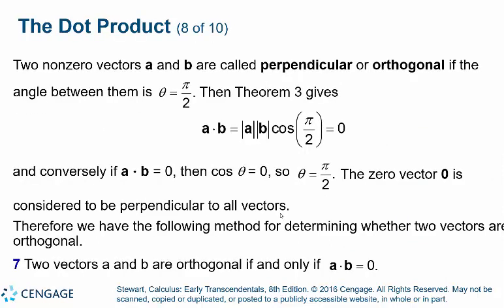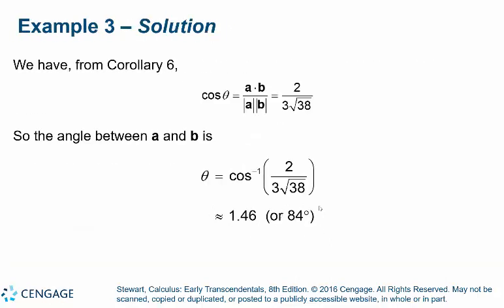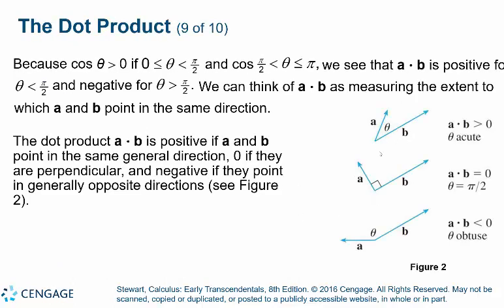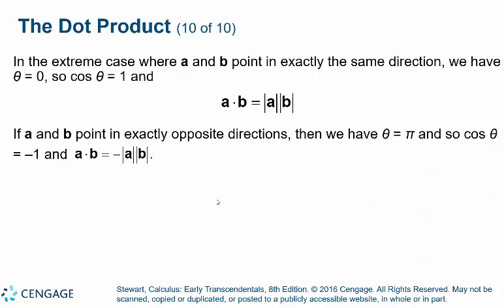So like in this example here, because the angle is 84 degrees here, we can say that they point in the same direction. All right, in the extreme case where A and B point in exactly the same direction, we obviously have that theta is equal to 0. So cosine of theta is equal to 1. And in this case, the dot product is equal to the product of the magnitudes here. So if A and B point in exactly opposite directions, then obviously we have theta is equal to pi. And so cosine of theta is equal to -1. And the following will hold.